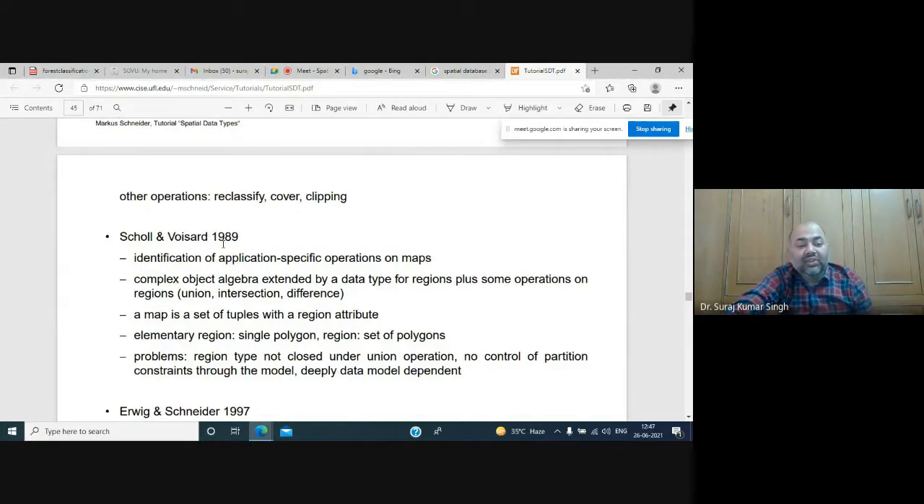So Scholl and Voisard in 1989 go for identification of application specific operations on the map, a complex object algebra extended by a data type for regions plus some operations on regions, that is union, intersection and difference. A map is a set of tuples with a region attribute, an elementary region like a single polygon, or sets of polygons. Problems are: region type not closed under union operation, no control on partition constraints through the model, deeply data dependent.